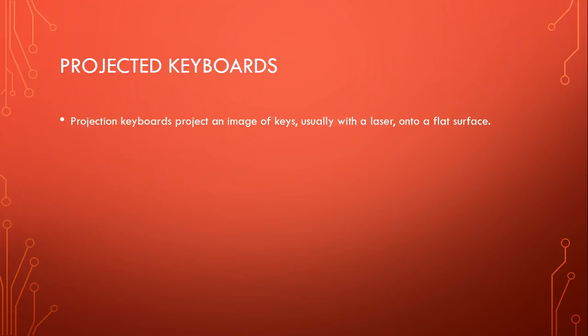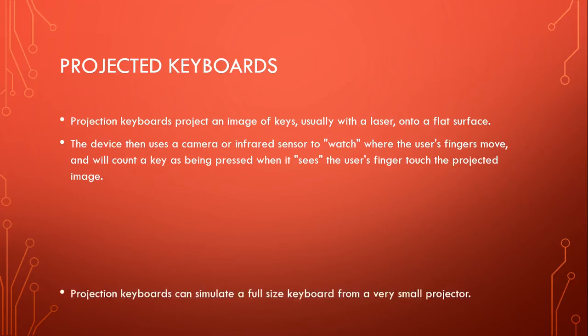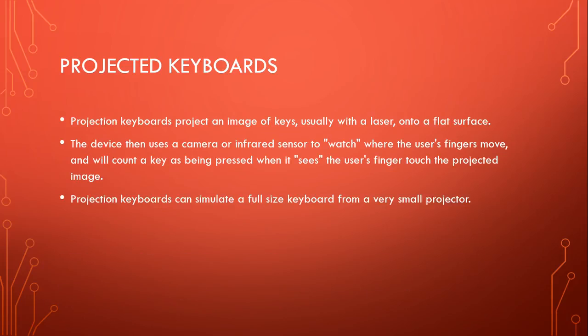Now, projection keyboards typically project an image of keys, usually with a laser, onto a flat surface. So literally, if this laptop had a projection keyboard, it would project an image of a keyboard, and then I could just simply start typing on my desk where it was projected. The device uses a camera or infrared sensor to watch where the user's fingers move, and will count a key as being pressed when it sees, quote unquote, the user's finger touch the projected image. So it's all just a big series of sensors in action here.